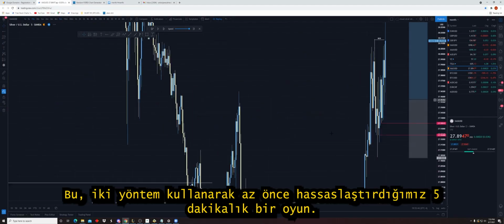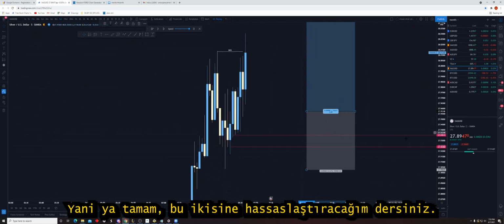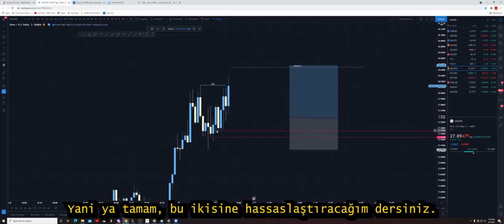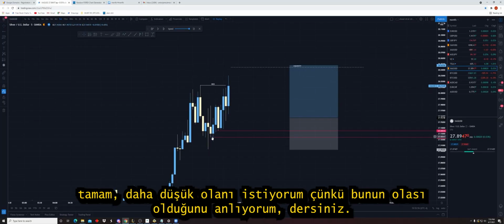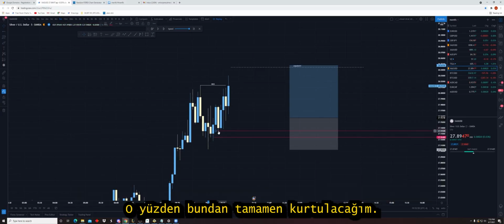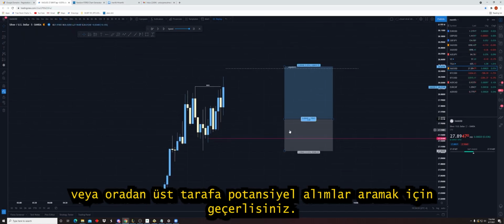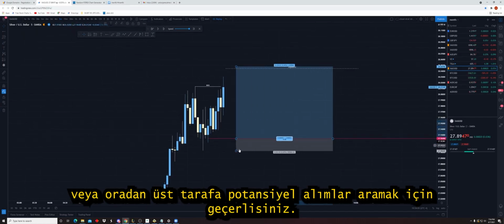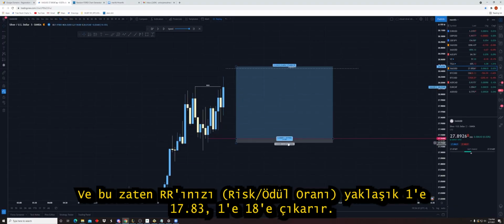This is a 5-minute POI that we just refined using 2 methods. So either you say, all right, I'm going to refine to both of these, or if you're fully confident in your refinement, you go, all right, I want the lower one because I understand this one's possible, so I'm going to just get rid of this one fully, and this is your refinement. And again, on a lower time frame, you can look for confirmations there, or you're valid to look for potential buys off of there into the top side, right? And that already makes your RR go to about 1 to 17.83, 1 to 18, right?